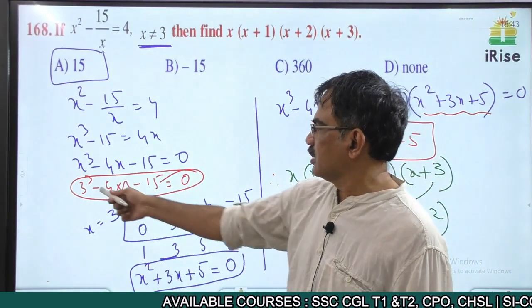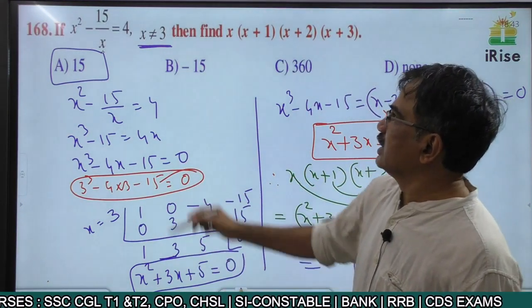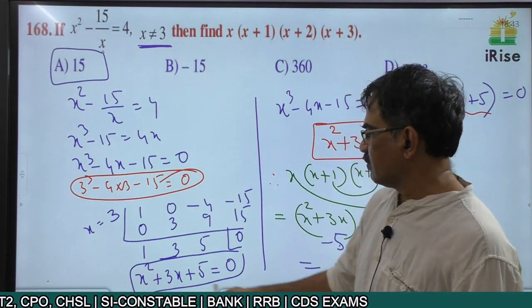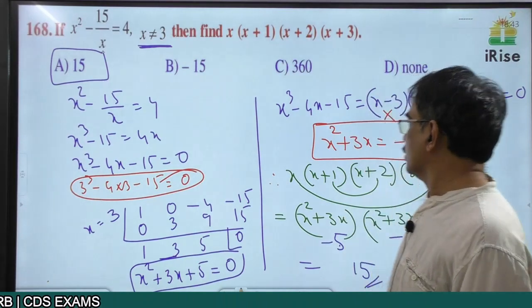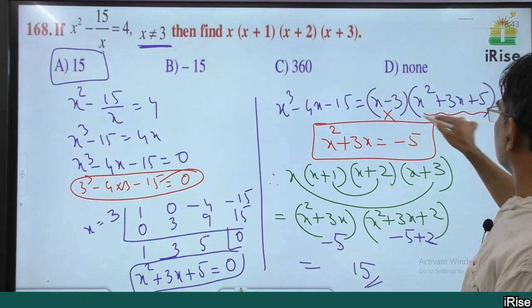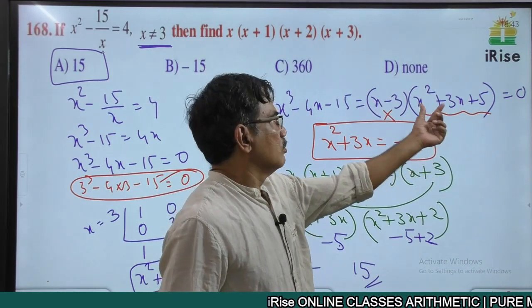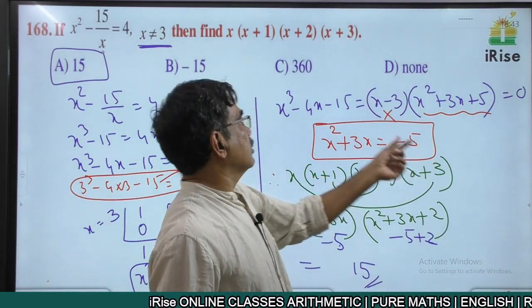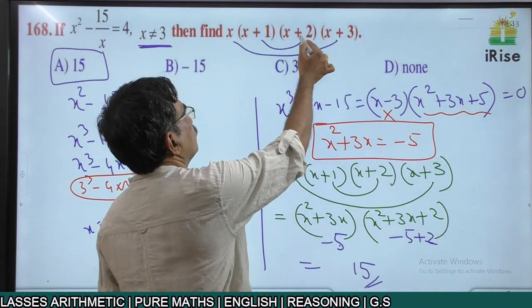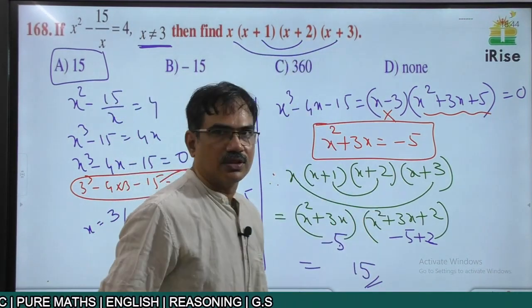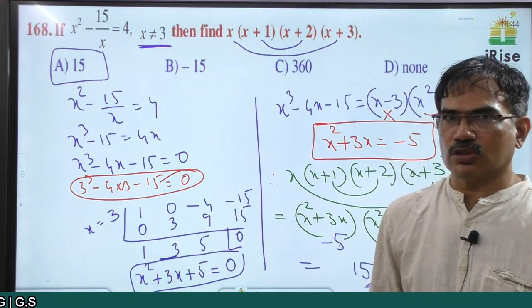So for that, this equation x cube minus 4x minus 15 is divided by x minus 3. We get another factor, x square plus 3x plus 5, which is equal to 0. Since x minus 3 is not equal to 0, the second part x square plus 3x plus 5 must be 0, meaning x square plus 3x is equal to minus 5. Consider this condition: the product of these two into the product of these two gives the answer for this question. Okay, very good question. Next question please.